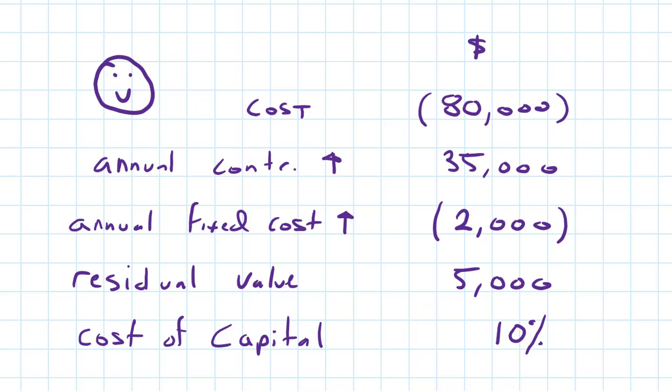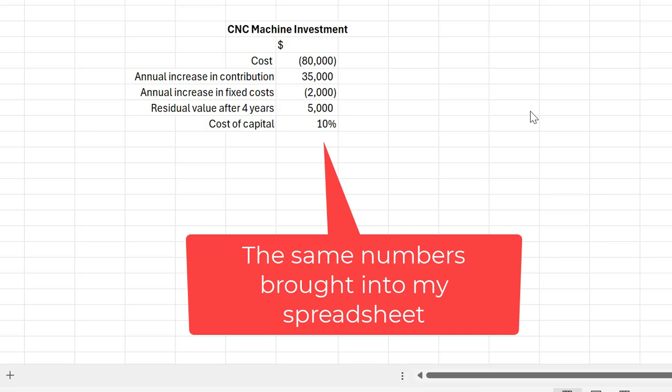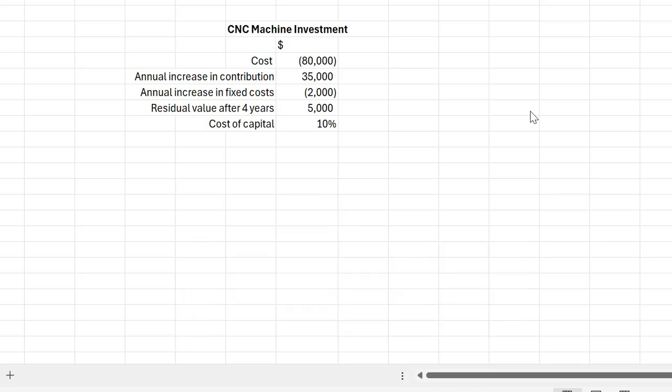Now that we have the numbers, let's jump into a spreadsheet and make quick work of net present value. I'm in my spreadsheet, and the next step is to lay out my cash flows in columns that express years. The duration of my project is 4 calendar years because that's how long this machine will last. And I've expressed them here as a timeline, years 1, 2, 3, and 4.